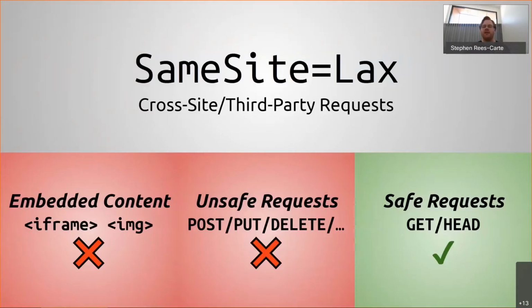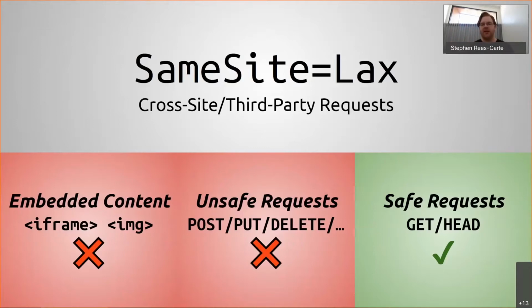Now, the happy middle ground between None and Strict is Lax. Lax says that we will only allow safe requests to have cookies. So embedded content such as iframes and images, no cookies allowed on those. Unsafe requests, POST, PUT, DELETE, etc., no cookies allowed. But you do want them on GET and HEAD. This goes back to our scenario where you're on twitter.com and you click on a link to mysite.com. When the user makes that cross-site GET request from twitter.com to mysite.com, the cookies will be added because SameSite=Lax allows the cookies to be added. Therefore, the users will be logged in when they hit the site and there'll be no confusion.